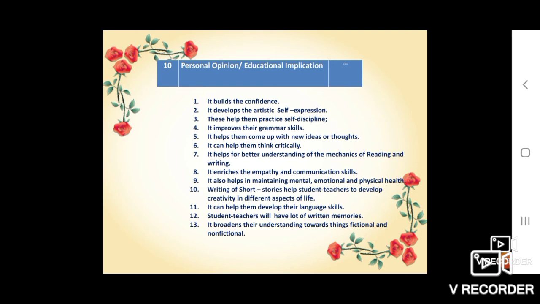Writing of short stories helps student teachers to develop creativity in different aspects of life. It can help them develop their language skills. Student teachers will have a lot of written memories, and last one, it broadens their understanding towards things fictional and non-fictional. So, dear students, these are some benefits, these are some educational implications of writing a short story.